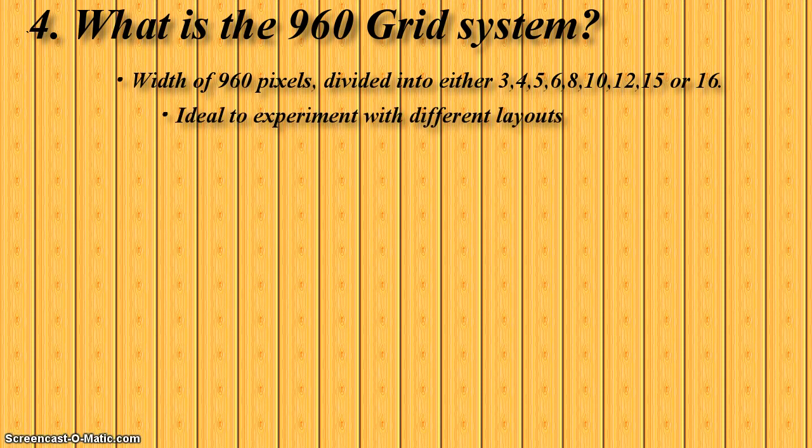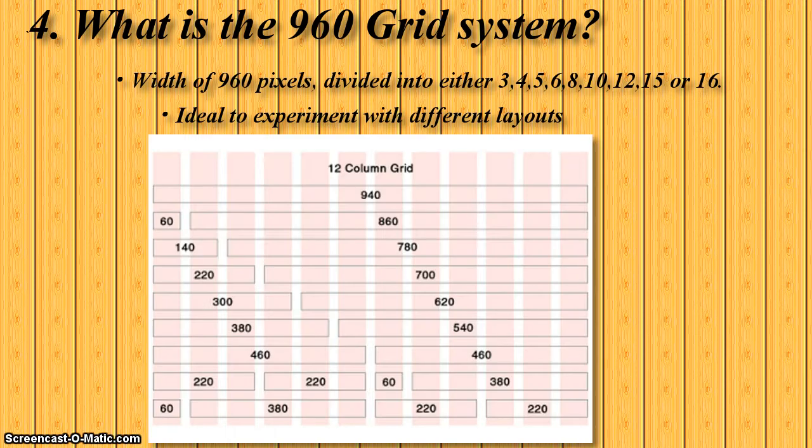Ideal to experiment with different layouts. And then this is an example of a 960 grid system. You can see that it has different numbers in it, and it divides the screen into different sizes and different columns.